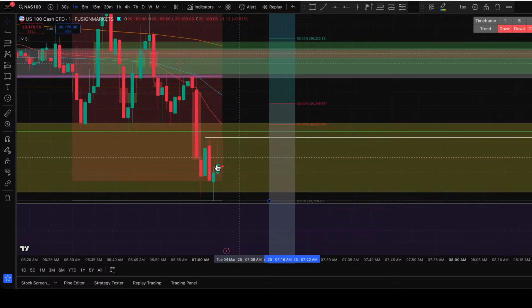So there is no more fair value gap. That's been taken out. Remember, stick to the rules. That's what's going to protect you.